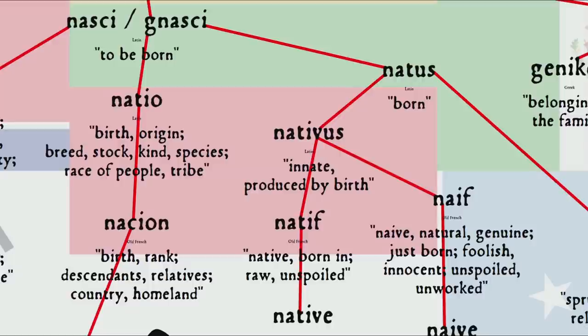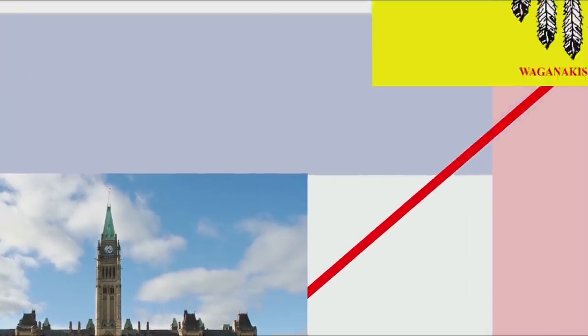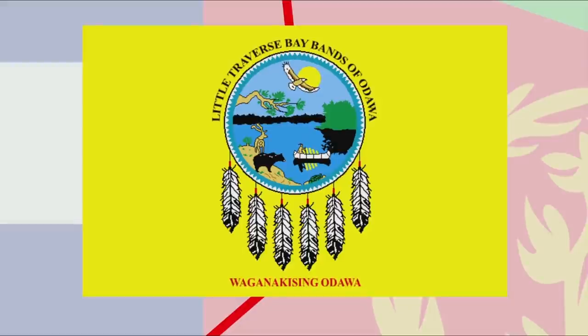Now, of course, one can also use the word native to simply mean born in a place, as in, I'm a native Ottawan, meaning I was born in the city of Ottawa, but not that I'm an indigenous person of the Odawa people, though this usage of the word native has come to be seen by some as appropriation.